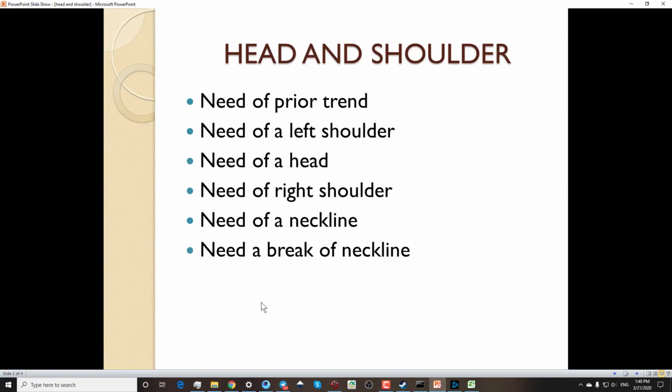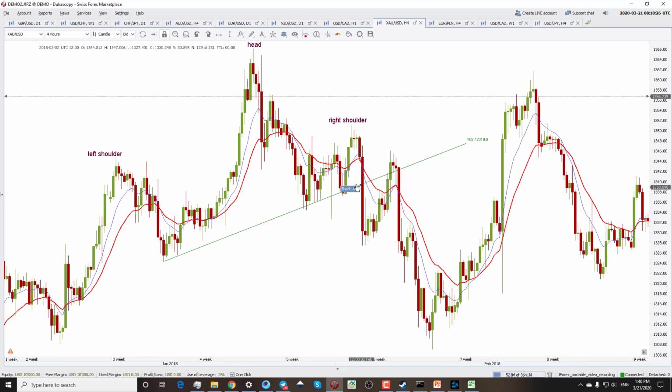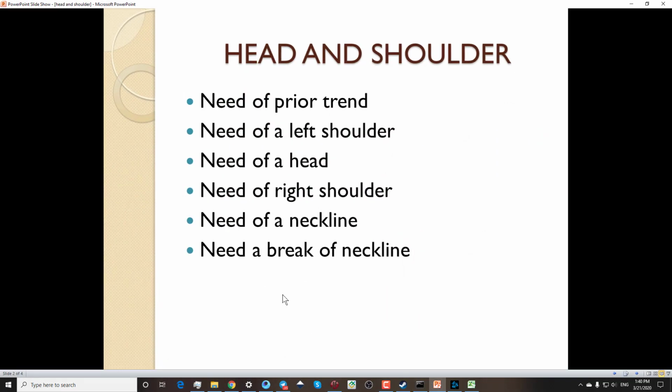And then after that we need a break of the neckline. In this example, can you see this particular candle breaking through this line and closing much lower than the line? Of course I can see. So this is the break of the neckline, and we have got all these confirmations till now.